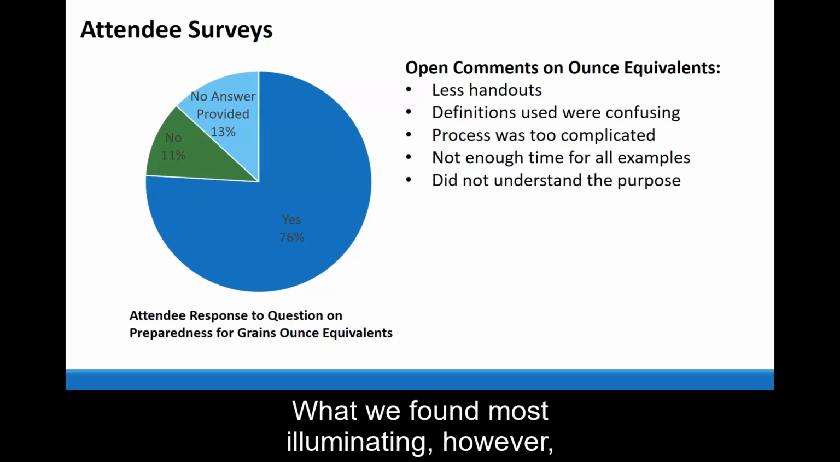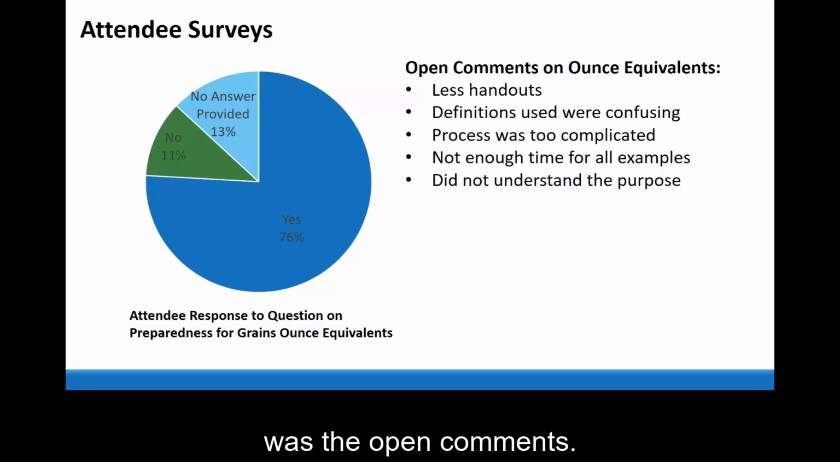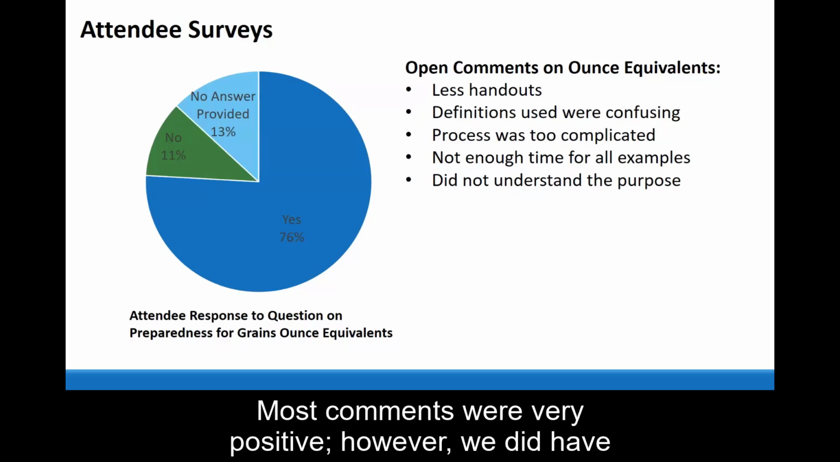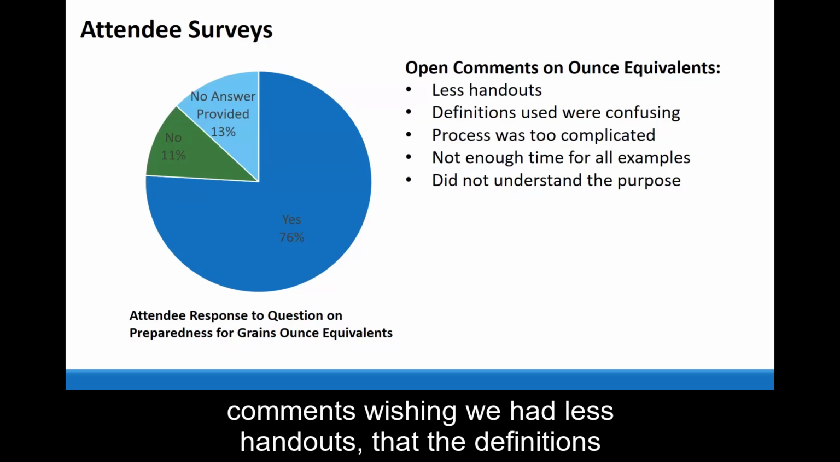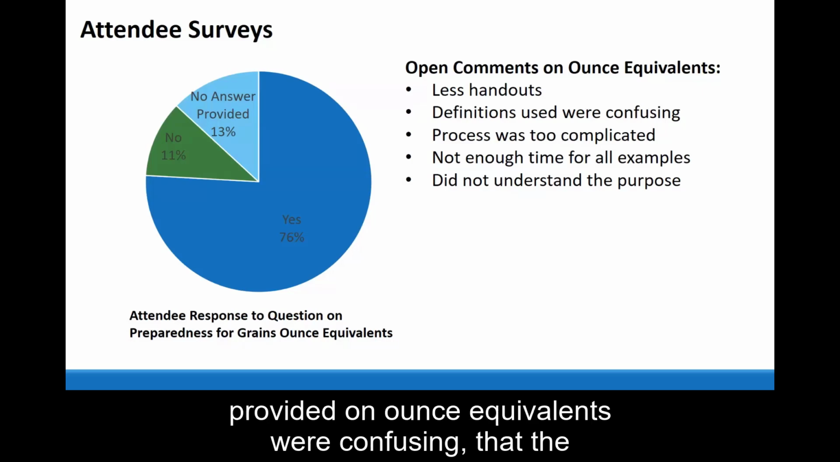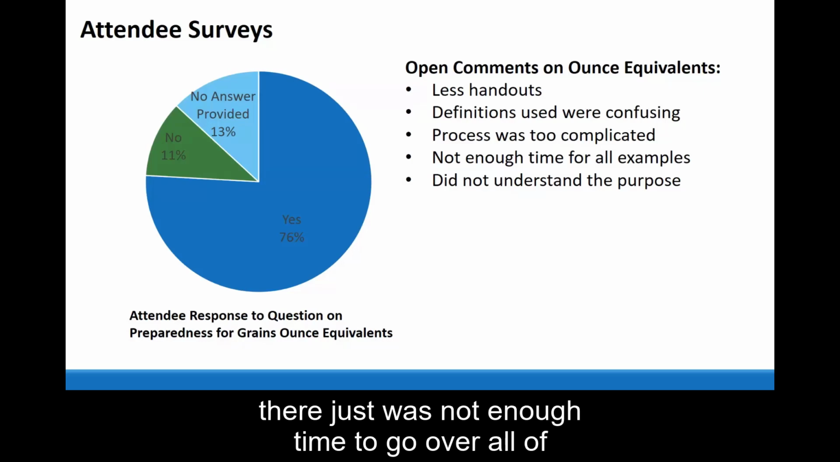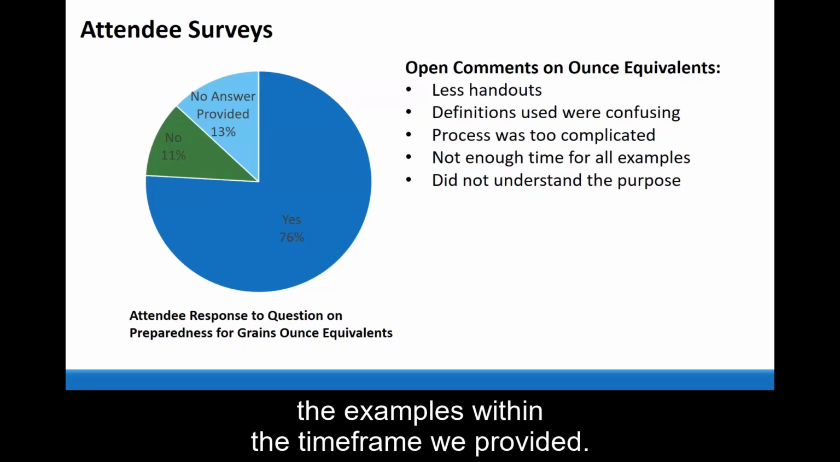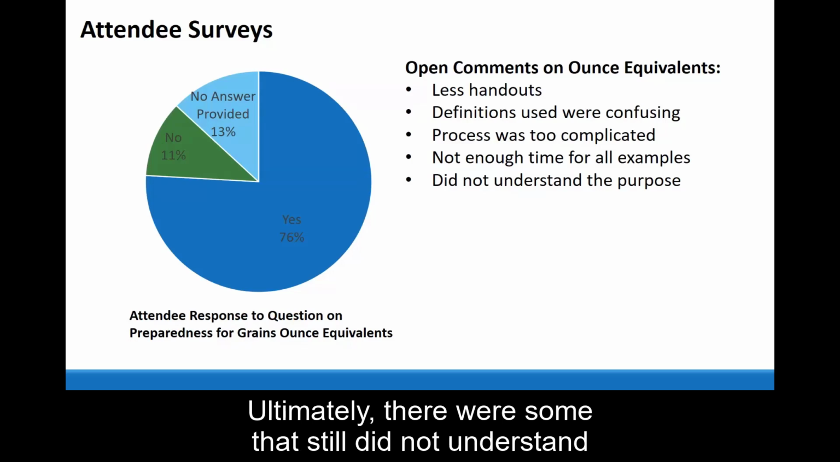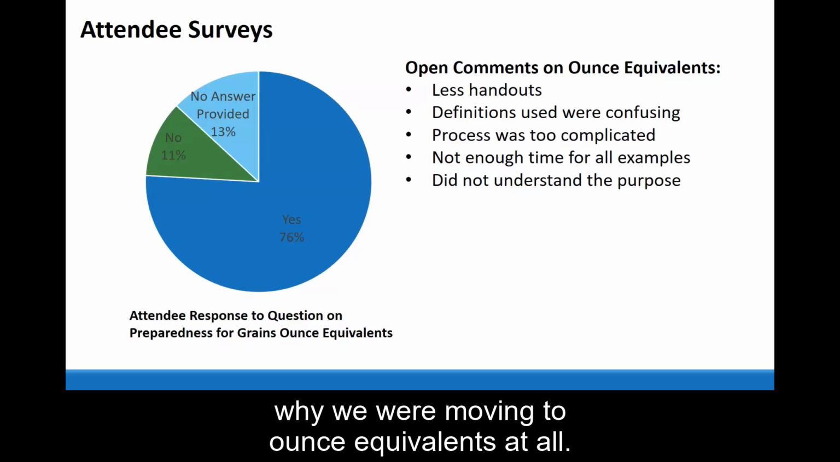What we found most illuminating, however, was the open comments. Most comments were very positive. However, we did have comments wishing we had fewer handouts, that the definitions provided on ounce equivalents were confusing, that the process was complicated, and because of that complication, there just was not enough time to go over all of the examples within the time frame we provided. Ultimately, there were some that still did not understand why we were moving to ounce equivalents at all.